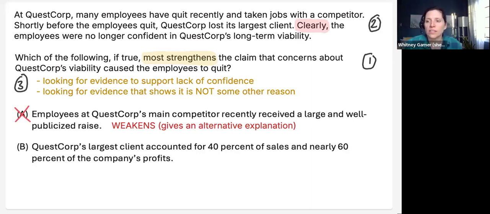Okay, so thoughts on this one? Does it feel like it matters? It feels like it doesn't matter. Would it strengthen?